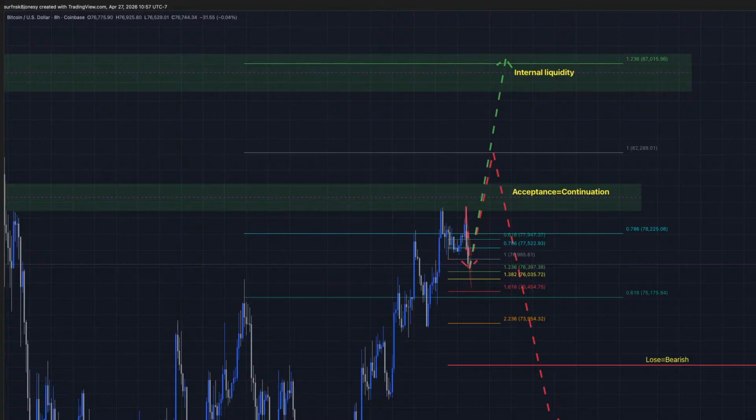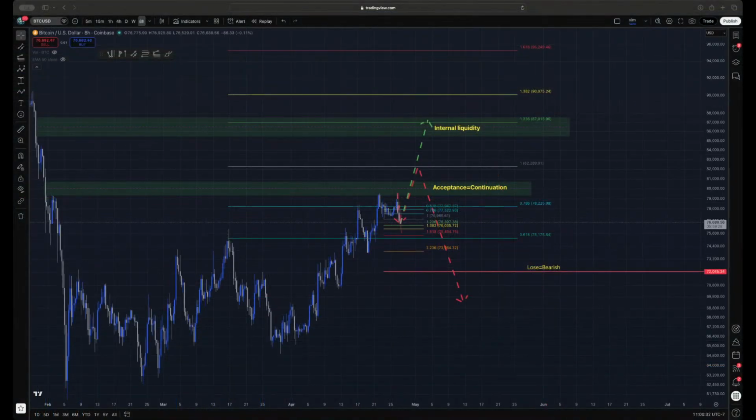Let's get back into the charts. It's been a little bit since the last time we talked, around a week. And in that week, we have seen a whole lot of price action. Let me switch our screens here.